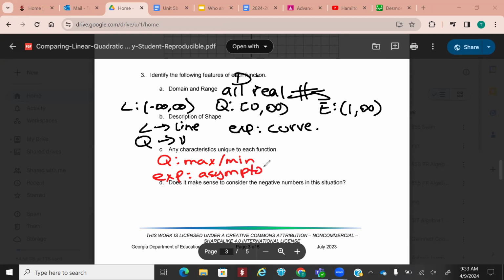Now, does it really make sense to have negative numbers in this situation? Does it make sense to have X number of days be negative? No, because days are not negative.